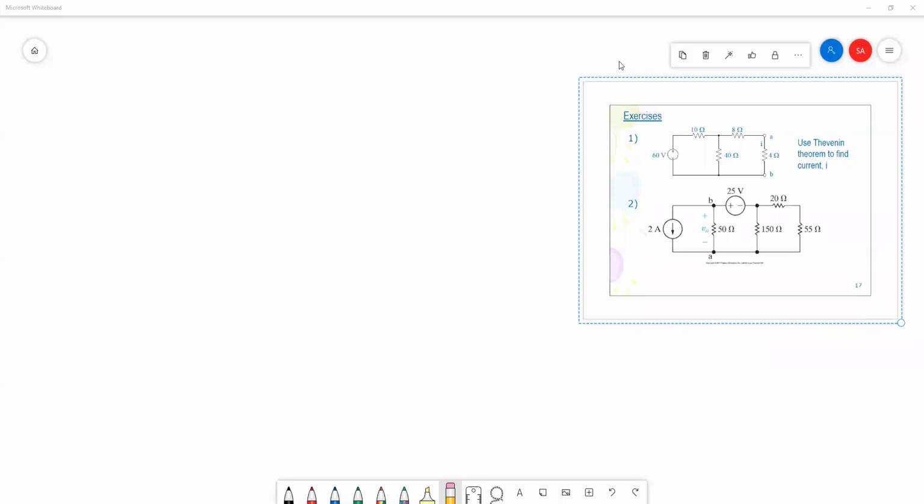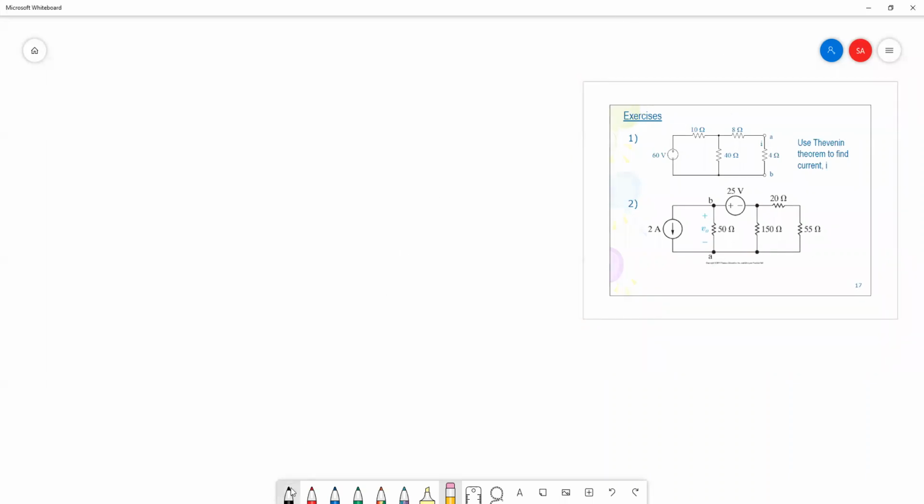Okay, so let's now consider this exercise. Use Thevenin theorem to find this current. So for the Thevenin circuit, what you need to do is to find the parameters of RTH and VTH. So this is your circuit.